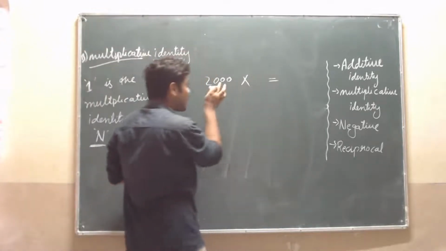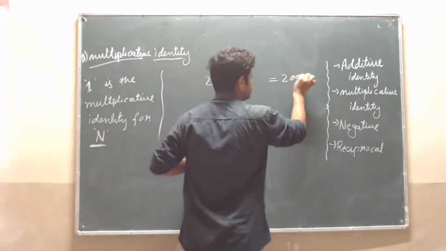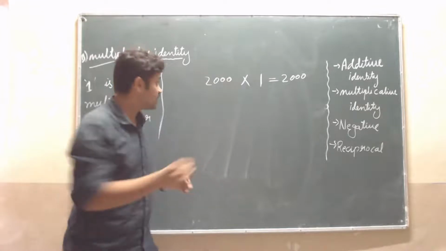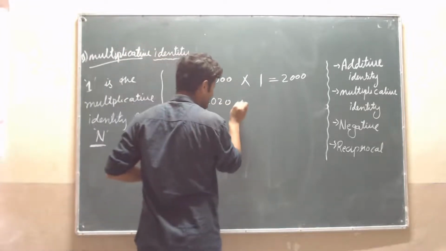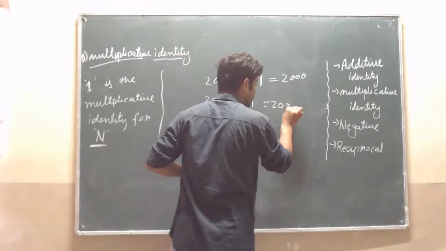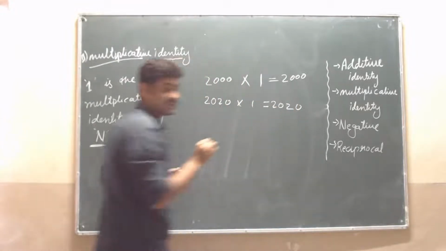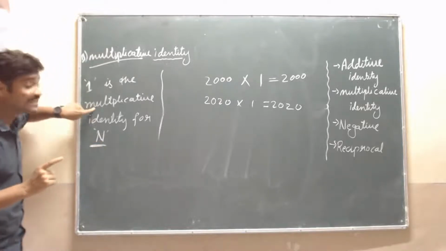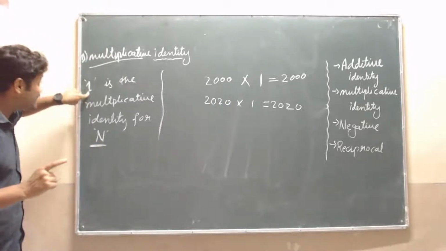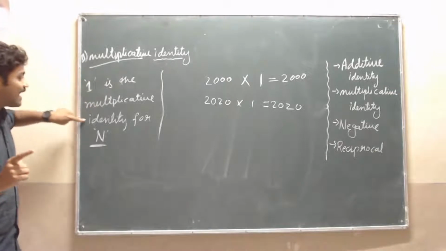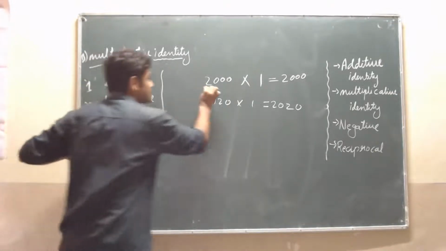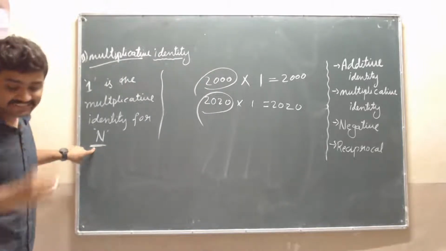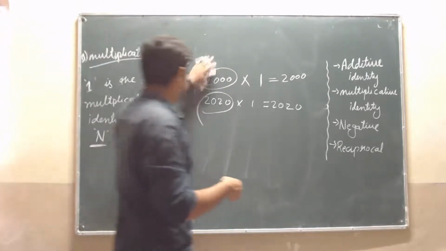Which number is multiplied to 2000 to get 2000? That is 1, sir. 2000 into 1 is 2000. Okay, 2020 is a natural number. Then what is the identity here? 1 will be the identity, for multiplication. Okay. 1 is the multiplicative identity for natural numbers. See here, these are the natural numbers. Then check with integers.